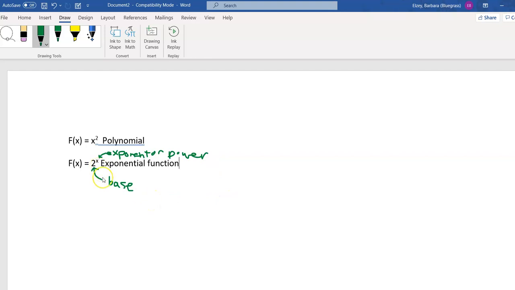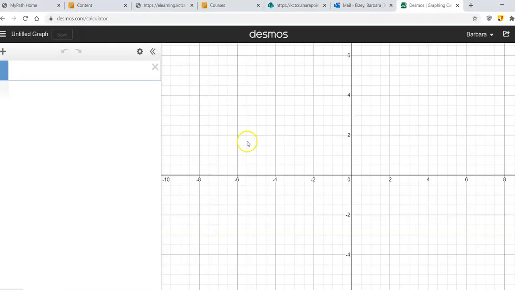All right, now we're going to first explore what an exponential function looks like if this base is a number greater than 1. So we're going to look at a base that is greater than 1. All right, so we can start with this 2 to the x if we so desire. I'm going to put in 2 raised to the x power.